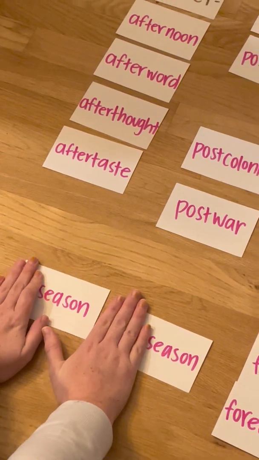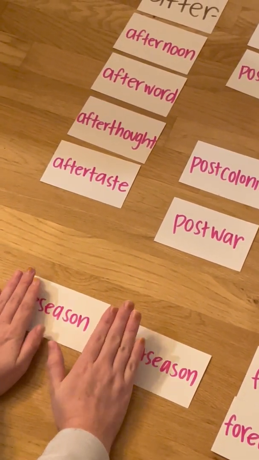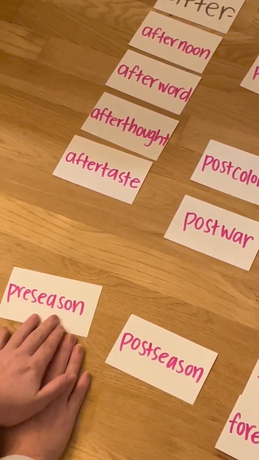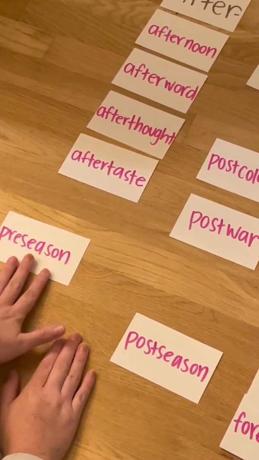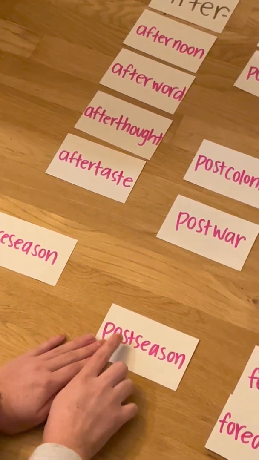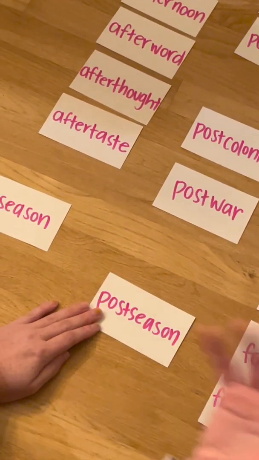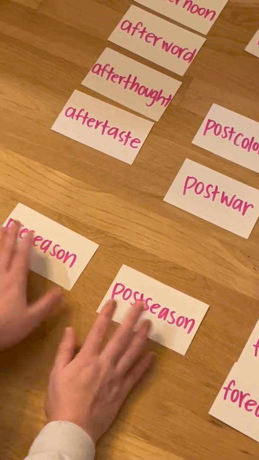When I think of the definition of these words, I think of sports. So pre-season, pre meaning before, that means before the season of sports started. So if you have any games before your season actually begins. Post-season, post means after, so whatever happens after your season is over. So any championships, things like that. So that's pre-season and post-season.